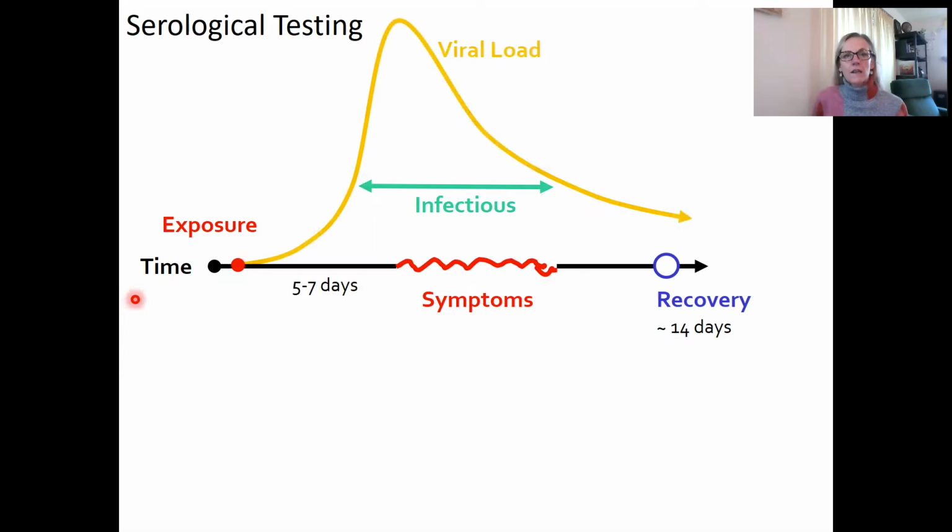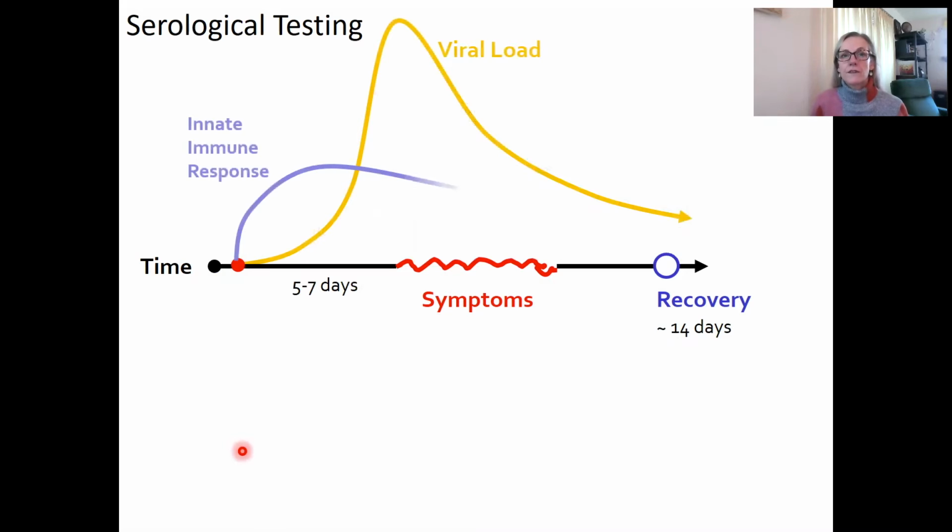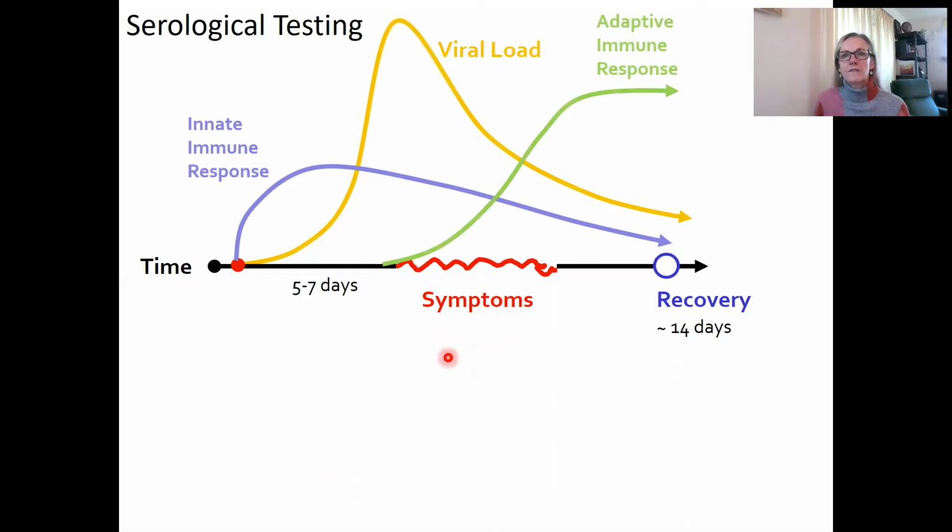So if you remember our life cycle of COVID or SARS-CoV-2 infection, shown here, 14 days of recovery, during this response you have different immune responses. First, you have your first line of defense, or your innate immune response, which happens early in infection. And it's really not until at least 7 days after infection that you start to get your adaptive immune response. Adaptive immunity is T cells and antibodies.